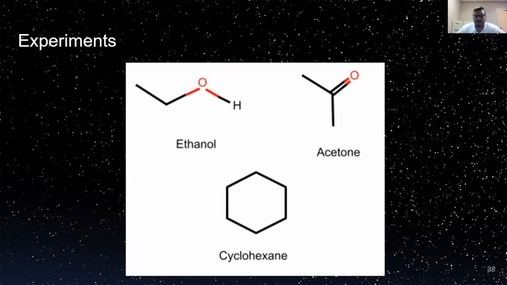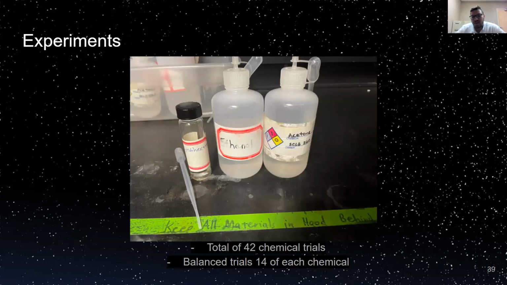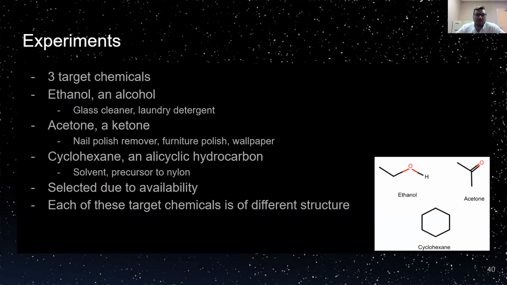These are each different classes of chemicals. And again, here inside the fume hood, we have 42 different chemical trials, and they were all balanced, so 14 of each chemical, and we'll discuss that more in just a moment. But again, 3 target chemicals. We have ethanol, which is an alcohol. This is also a glass cleaner and laundry detergent. Acetone, a ketone. Nail polish remover, furniture polish, or wallpaper application. And cyclohexane, which is a hydrocarbon, is a solvent and a precursor to nylon. These are all selected due to availability in our chemistry labs, and each one of these is a different structure again.